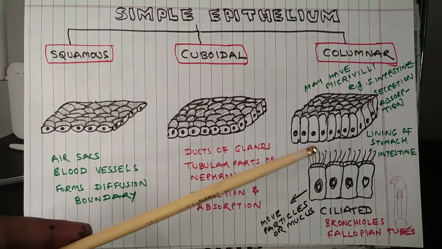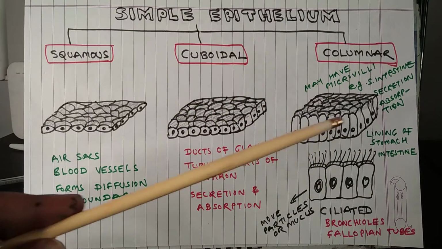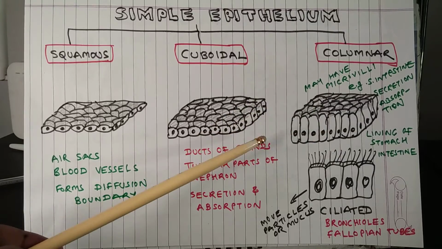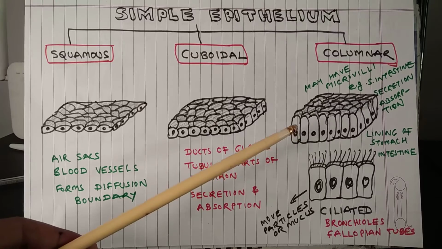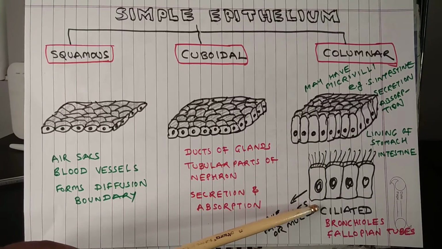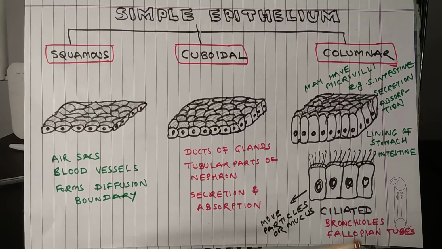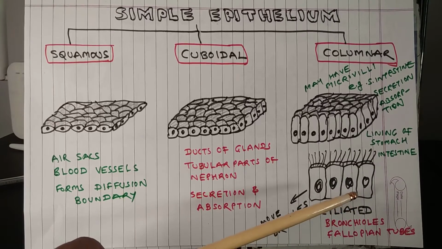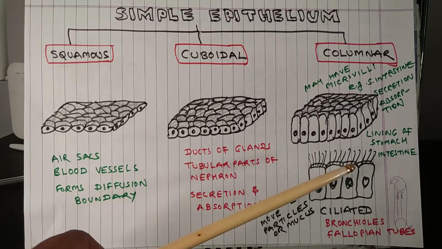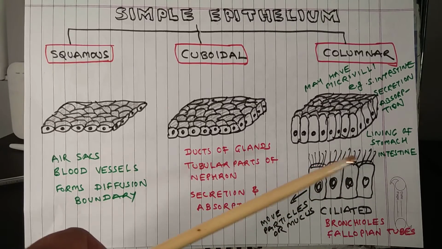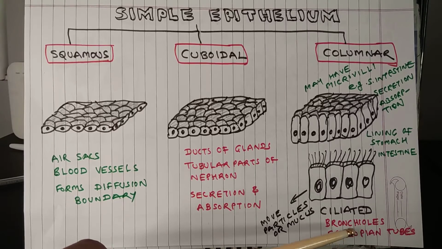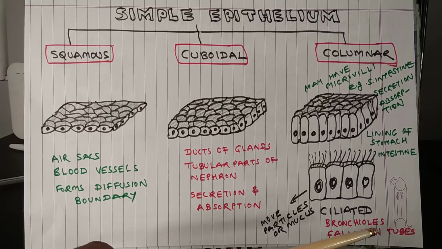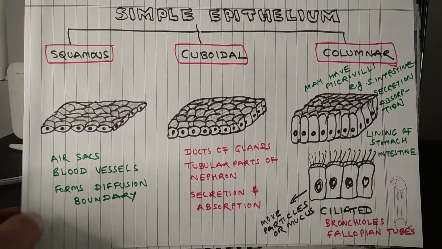In some of the columnar epithelium, cilia are present, and these cilia move particles or mucus in a particular direction. So for example, in case of bronchioles, the cilia expel the dust particles and other unwanted material out of the body. They don't allow them to enter the lungs. In case of fallopian tubes, the cilia facilitate the movement of eggs towards the uterus.